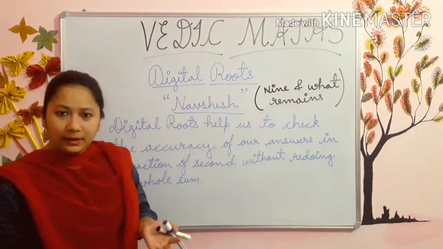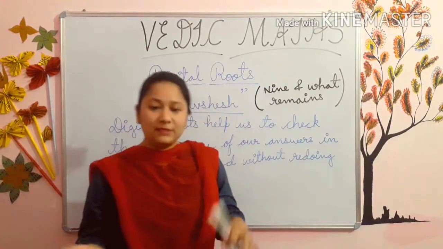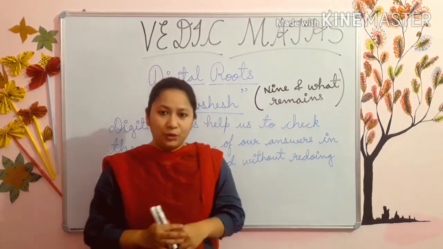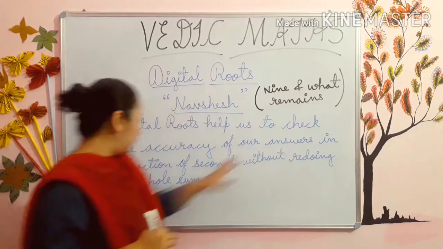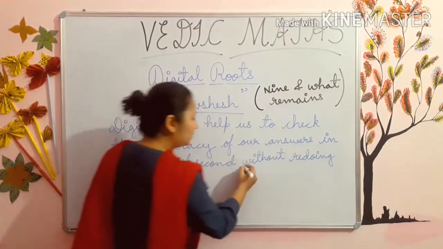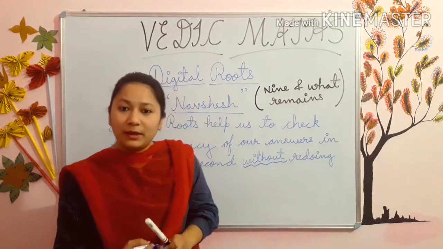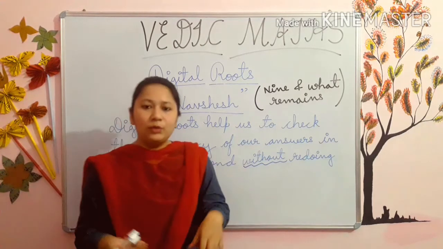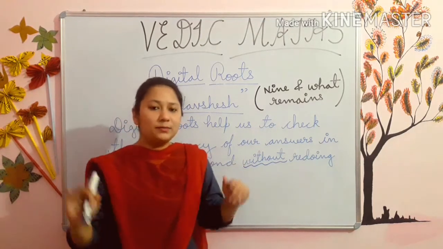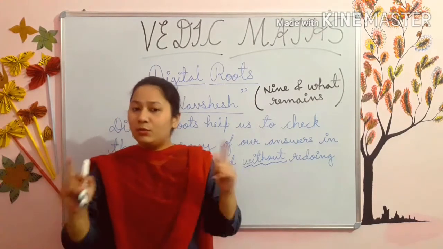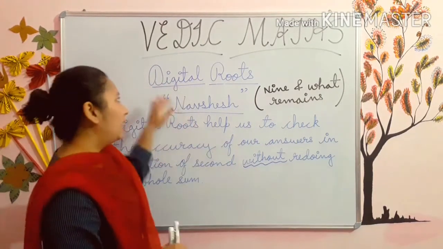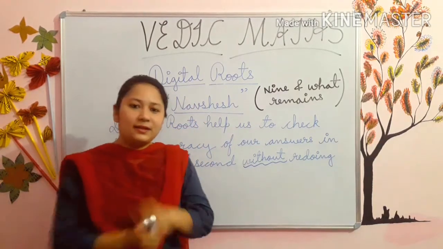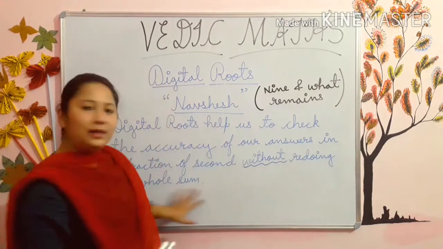Now students, remember, in your exam time or in the normal days when you do maths, you found your answer wrong. Then what you do? You do the whole sum again, and then you get your mistake. But with the help of digital roots, you can check your answer in some seconds and there is no need to do the whole sum.